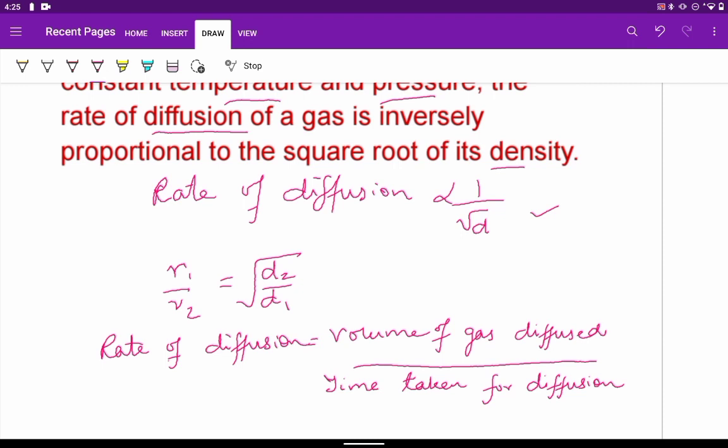If I divide this density by the density of hydrogen, we get the vapor density. So we can also relate it to the molecular mass. So the rate ratio R1 by R2 will also be equal to the square root of M2 by M1. So it depends upon density but inversely proportional. There is no direct proportionality.